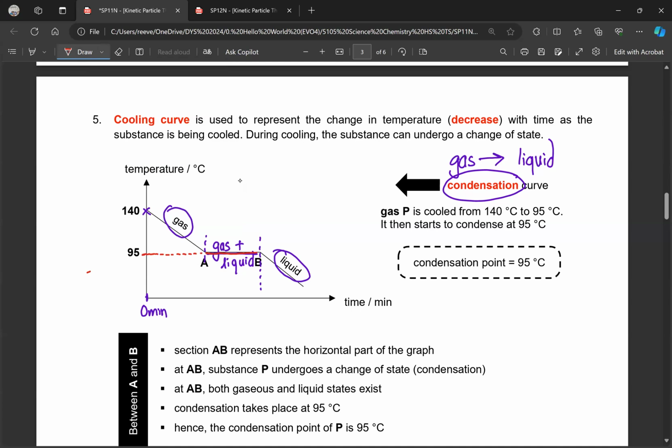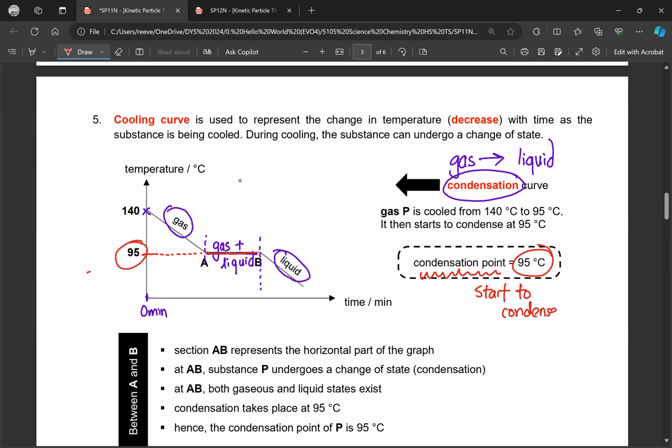It gives you a special number. I call this the condensation point. What is condensation point? Condensation point means, if the condensation point is 95 degrees Celsius, it means to say at 95 degrees Celsius, it starts to condense.